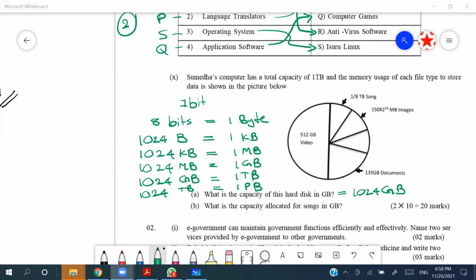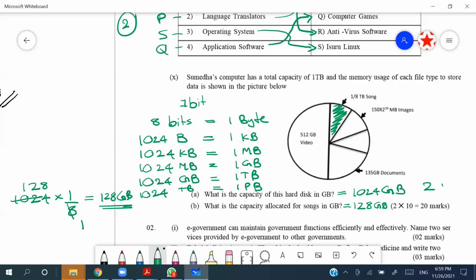So then finally it asks, what is the capacity allocated for songs in gigabytes? So for songs, they got 1/8 TB, right? So they're asking, what is the allocation for songs in gigabytes? It is easy, you know the capacity in gigabytes. So you take 1/8 of 1024, right? 1024 into 1/8 gives you 128 GB. One here, for 1024 it's 2, and for 64 it is 8. So 128 GB is going to be the answer for this one. Right? So 2 marks are given, 1 mark for A and 1 mark for B.